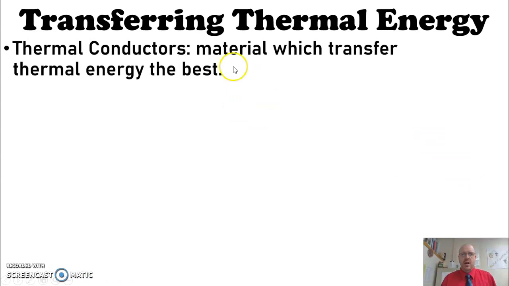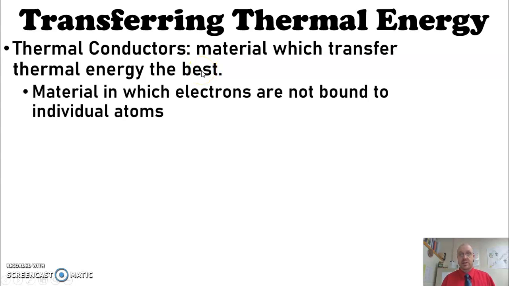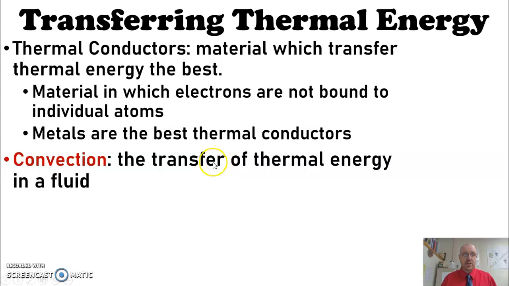Thermal conductors. This is a material which transfers thermal energy the best, and a lot of times we just call them conductors, because conductors that are good thermal conductors also tend to be good conductors of electrical energy as well. The material in which the electrons are not bound to the individual atoms. So what happens is they just kind of bounce from one to the other. They just take that energy with them. Metals are the best known thermal conductors.